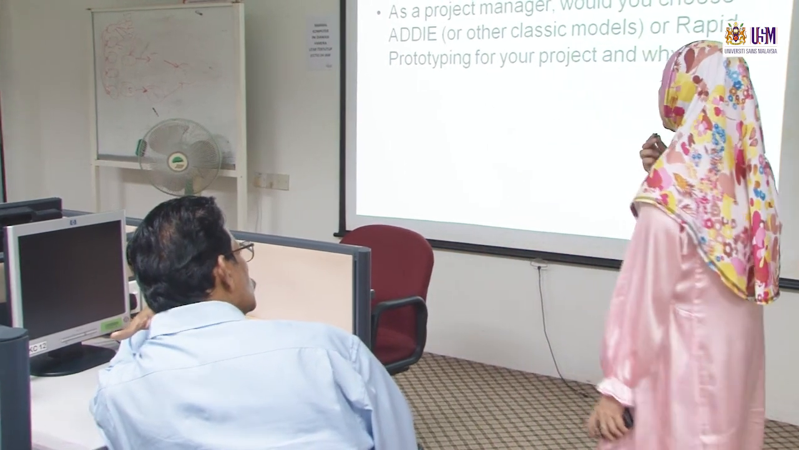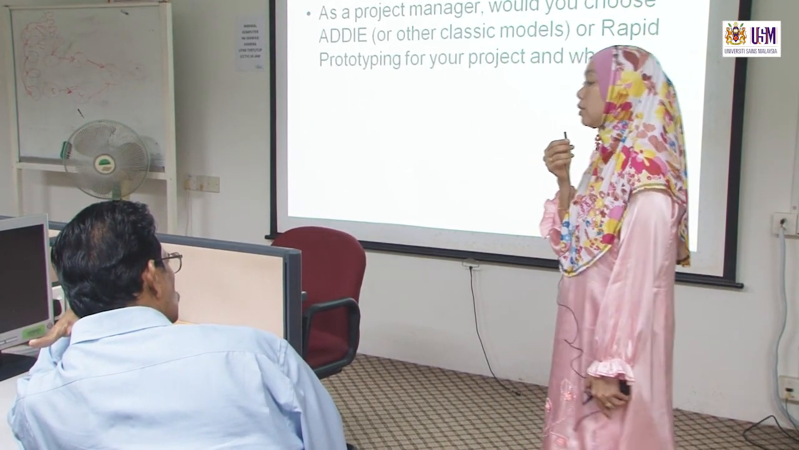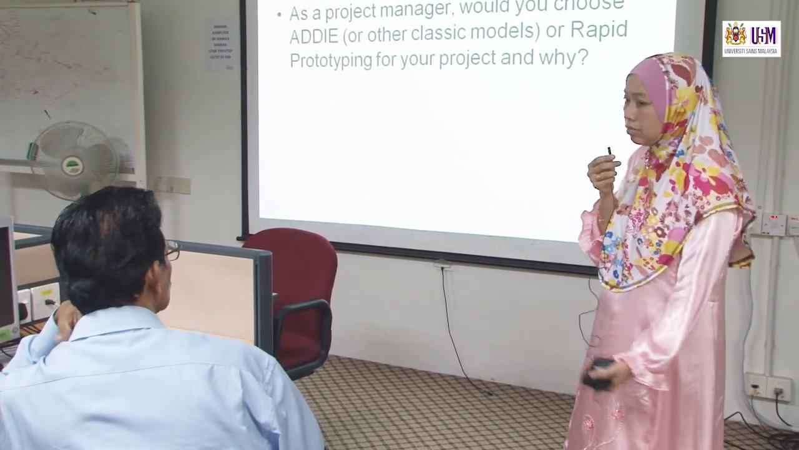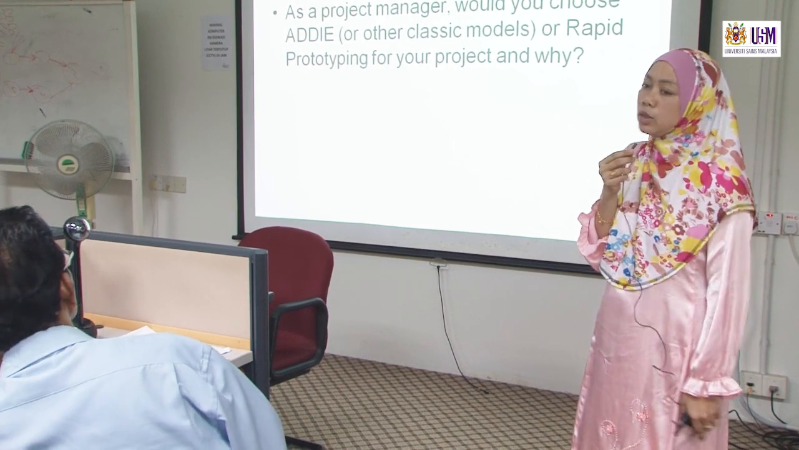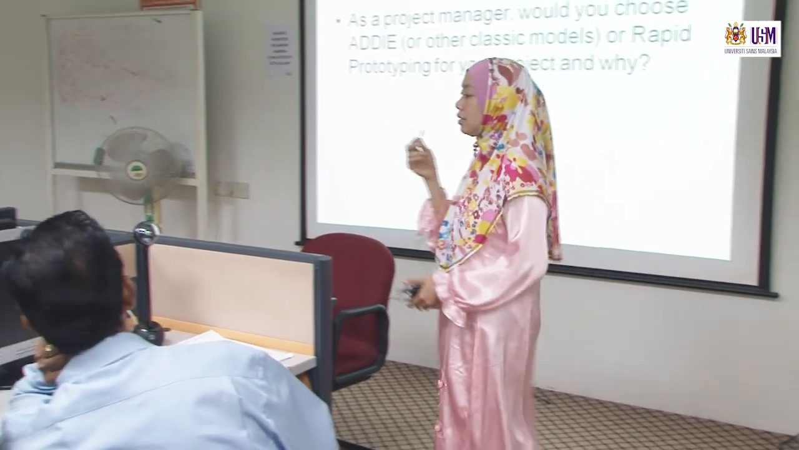So Baskaran said that we can counter the mistakes early, so he chose rapid prototyping. What about ADDIE or other classic models? Don't you think they are beneficial as well? I think other conventional classic models are also beneficial, provided the information that we have is sufficient and no unforeseen event occurs, then the ADDIE model or classical models would work.